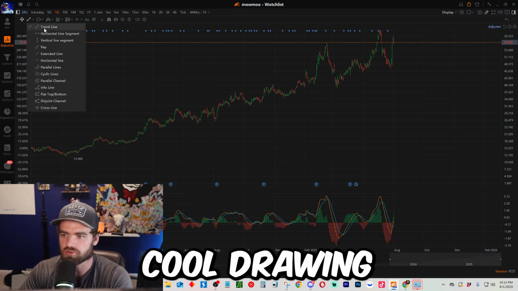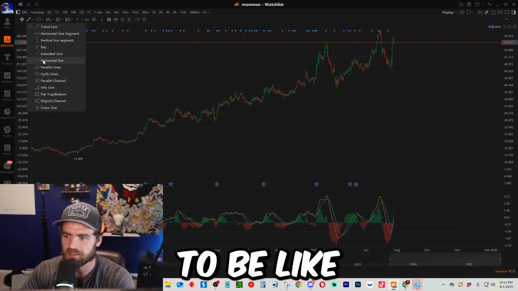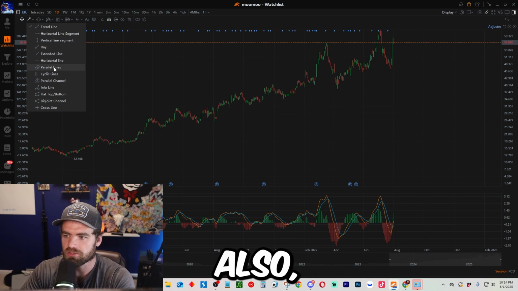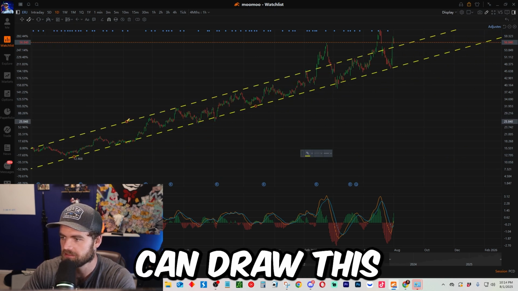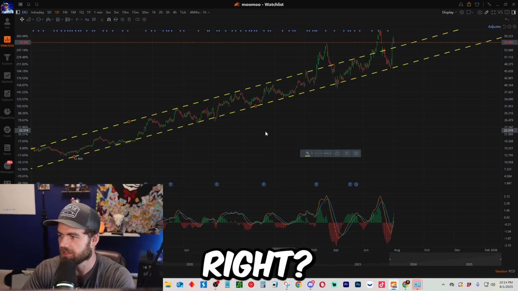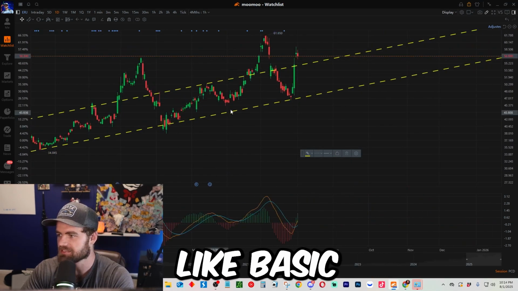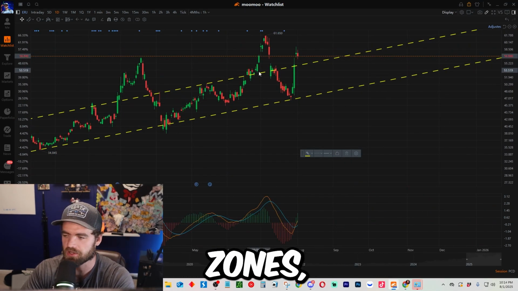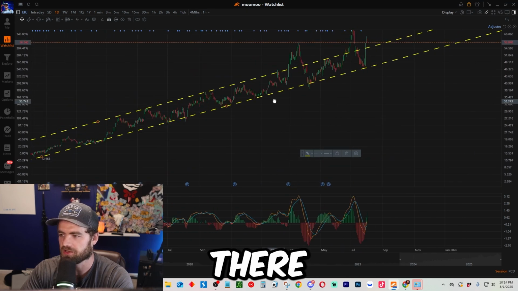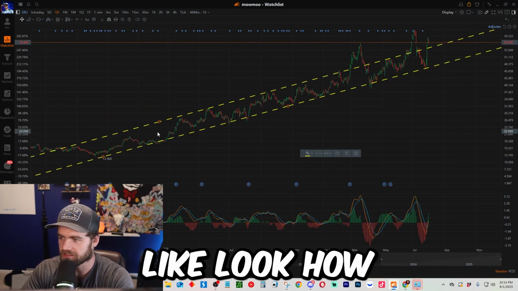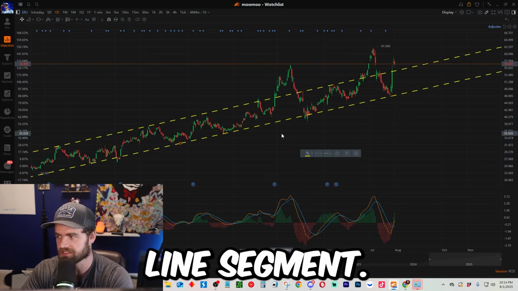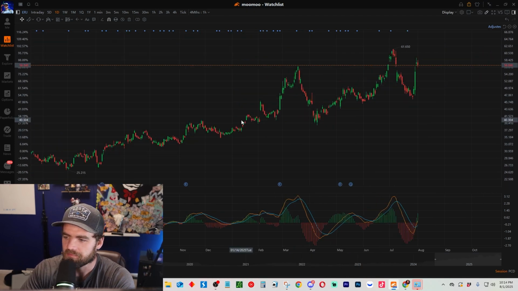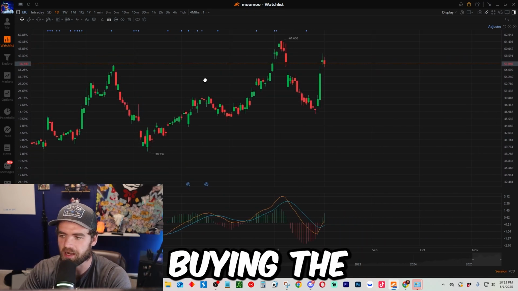Other cool drawing tools that I use are going to be like the horizontal line. Also, the parallel lines are kind of cool because you can draw this and this, right? So you can understand basic buy zones and sell zones, which I think is pretty cool there as well. And you guys can see how well this stock really channels that parallel line segment. So for me, obviously you go, okay, well, you buy on the trend line.